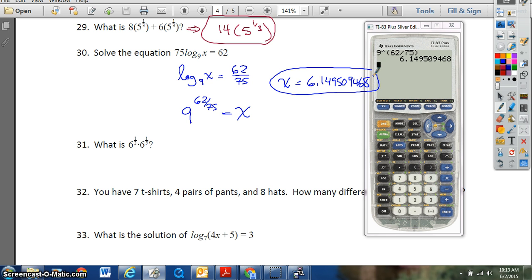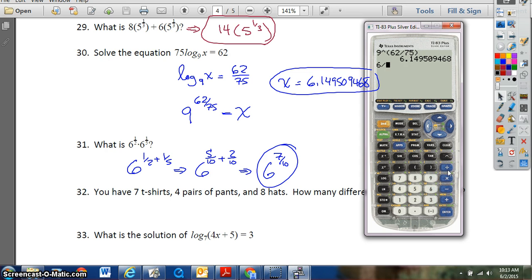31. So this looks like it's 6 to the 1/2 times 6 to the 1/5. Remember, you add exponents. So this is a half plus 1/5. I'm going to get a common denominator of 10. So this is 5 over 10 plus 2 over 10. So I'm looking at 6 to the 7 tenths. Now, if they want to know what that is as a decimal, you would have to type this in your calculator. I want to know what 6 to the 7 tenths is. That's 3.50, blah, blah, blah.